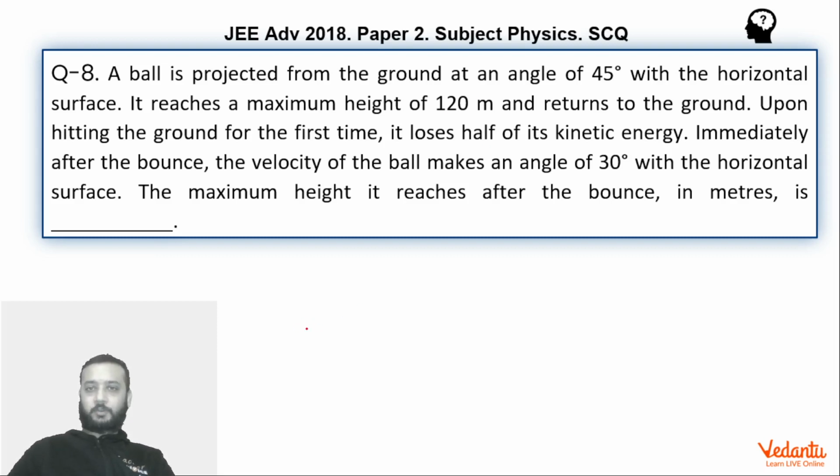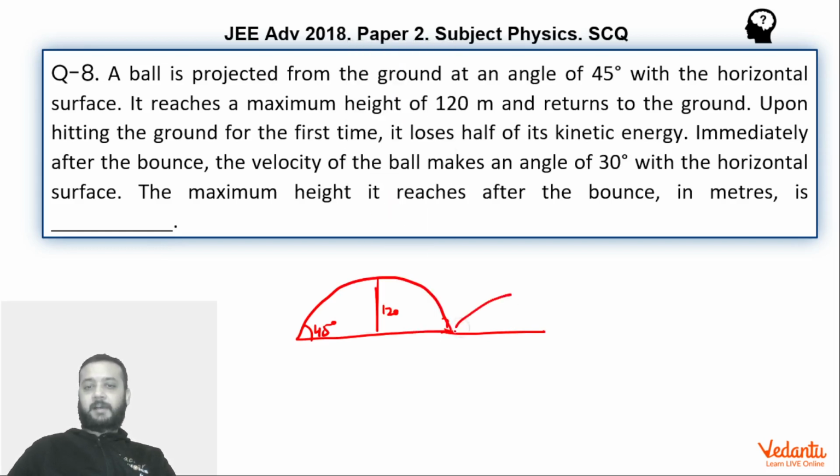This is a projectile that has been thrown at an angle of 45 degrees. And it reaches a maximum height of 120 meters. After bouncing from the ground again, its kinetic energy becomes half. It has been given that its kinetic energy becomes half of the initial value, and this angle is 30 degrees. That means whatever was the kinetic energy at this point, it becomes half immediately after bouncing. And this angle becomes 30 degrees. This has been given, so we have to find this maximum height h again. Like what will be the maximum height after bouncing?